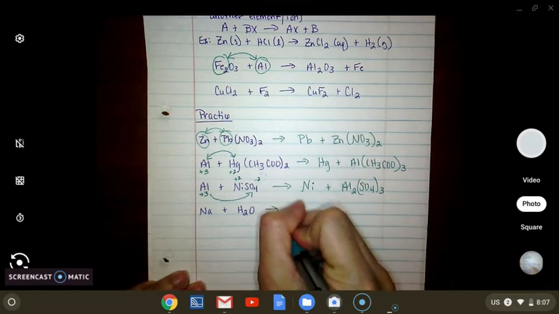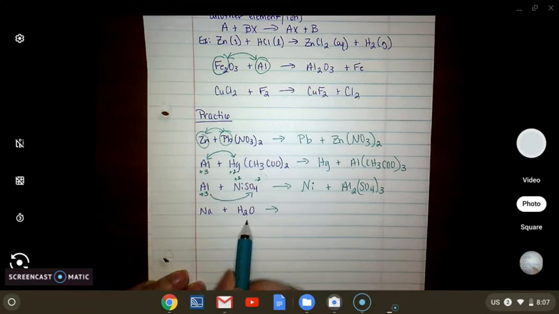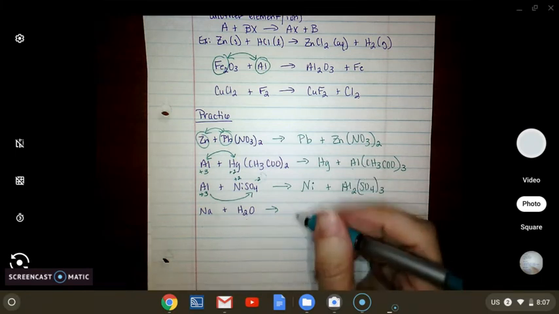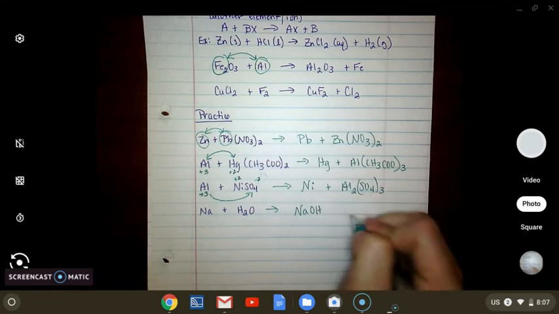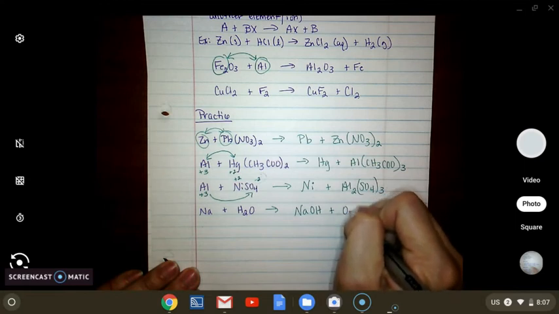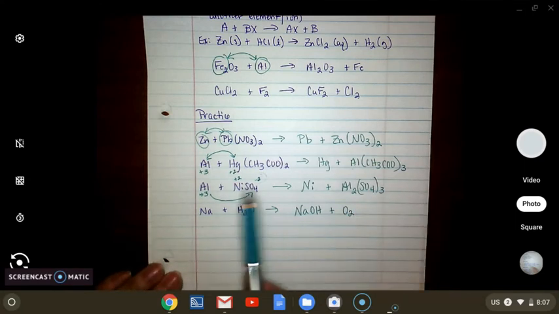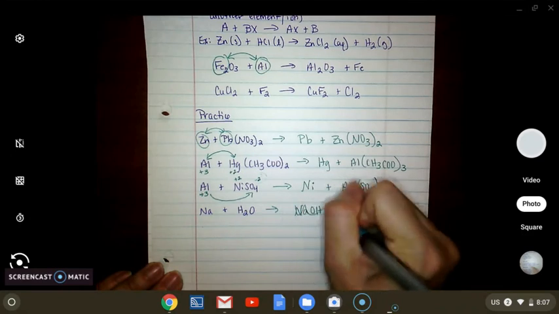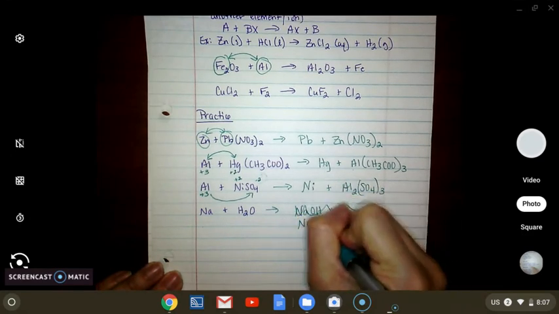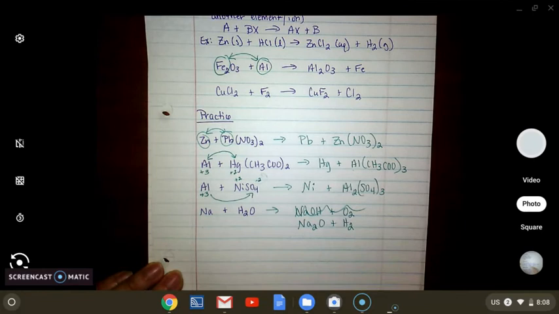And then the last one, you have sodium plus water. So basically with that one, you're going to make sodium hydroxide plus O2. And again, this one's a little bit different. Excuse me, I just messed up on that one. It gives you sodium oxide plus H2. So the only thing that comes over is the oxygen.